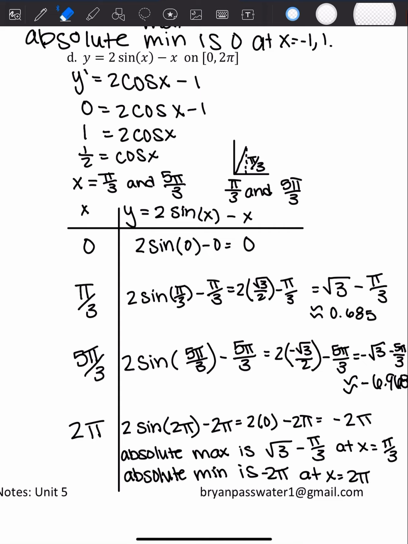So our absolute maximum stays at pi over 3. Our absolute minimum, on the other hand, is the negative square root of 3 minus 5 pi over 3, at x equaling 5 pi over 3. So the big thing with absolute extrema is that we need to find our critical points, anytime our slope is undefined, and then also test those endpoints. From there, it's just evaluating and looking at y values.